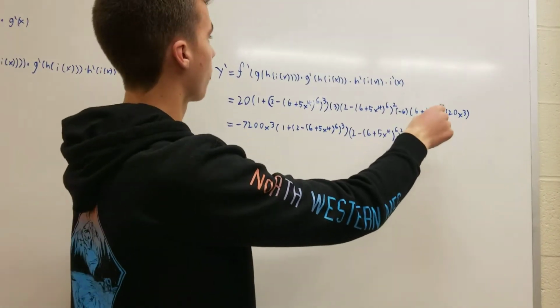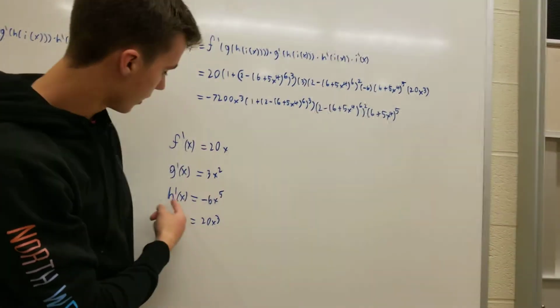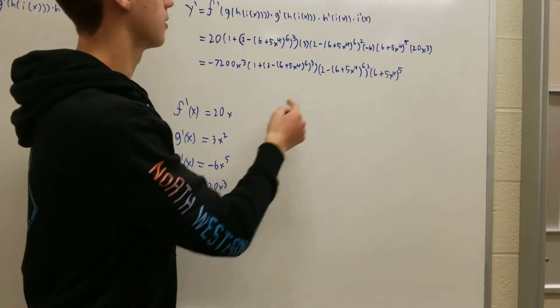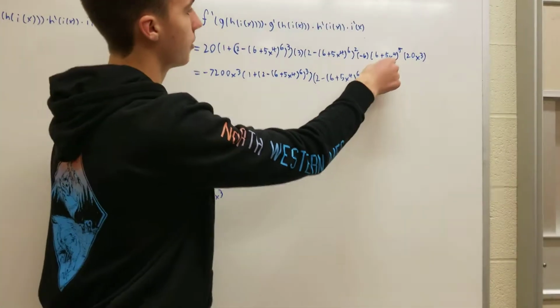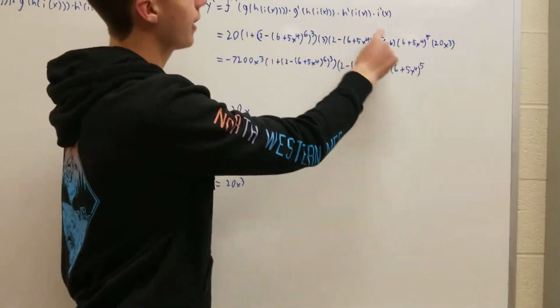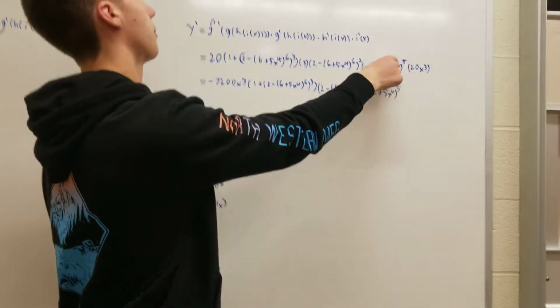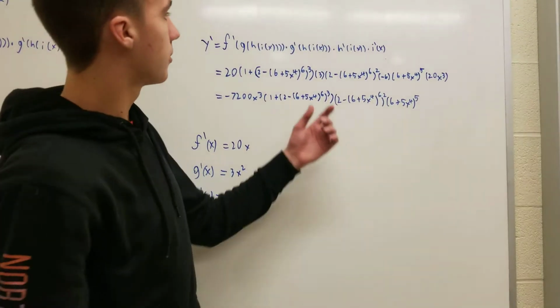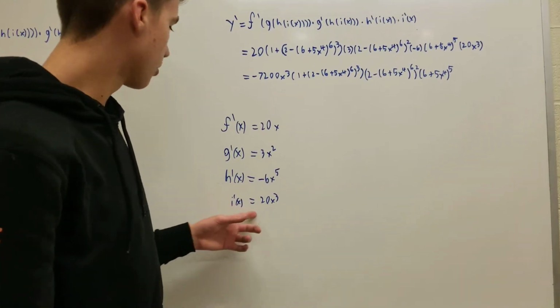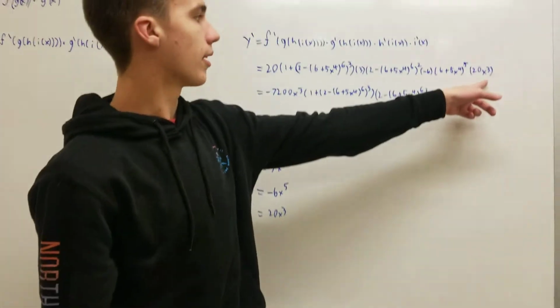And same thing for h prime of i of x, which we have right here, negative 6x to the power of 5. So we substitute in x as i of x, which would be 2 minus x plus 5x to the power of 4. Then you substitute i prime of x, which is 20x cubed, which is right there.